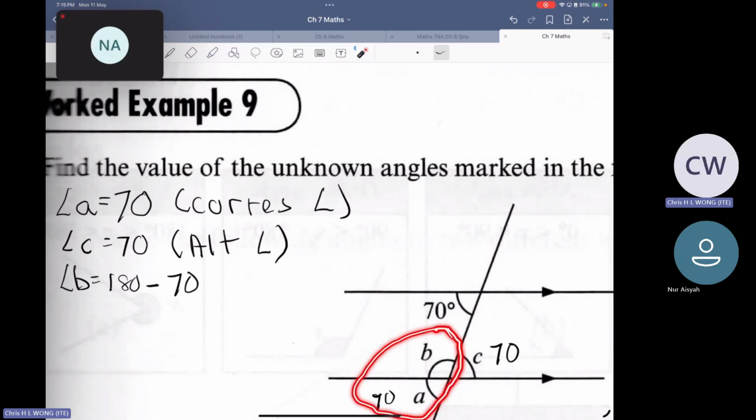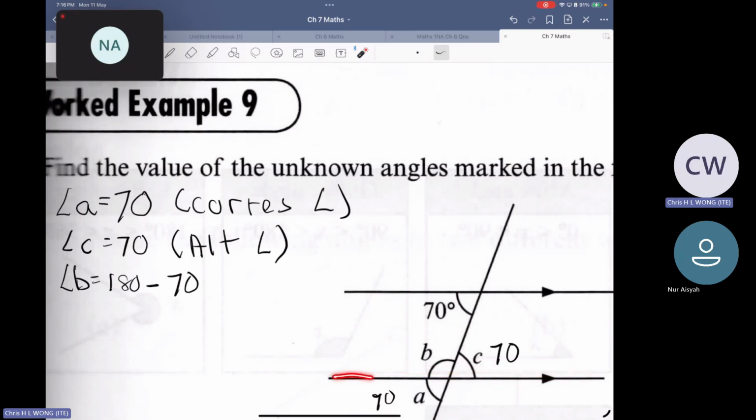Supplementary angles. It's a straight line. Angle on a straight line, or supplementary angle. If you want to use this one, then the reason is interior angle between two parallel lines. If I use this one, what's the reason? Also supplementary, because it's a straight line, same thing.